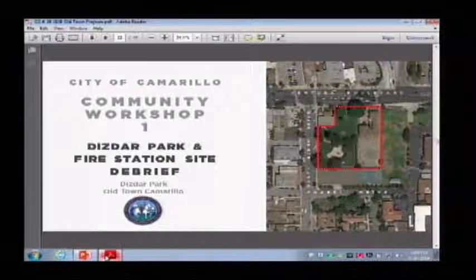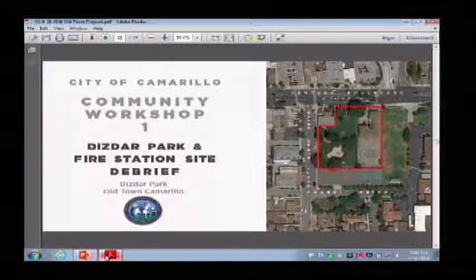So that was a summary of the courthouse property. I should maybe pause and ask if there are any clarifying questions about what happened at that workshop. Any questions? Okay. No? Proceed. Good. Disdar Park, then again, was May 20th, 2019.